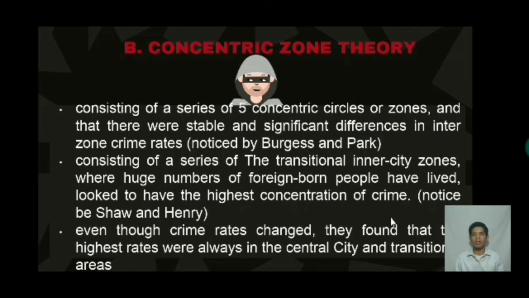So let's proceed to the next, the concentric zone theory. It consists of a series of five concentric circles or zones, and there are stable and significant differences in interzone crime rates, as noticed by Burgess and Park. It consists of a series of transitional inner city zones where huge numbers of foreign-born people have lived and which appear to have the highest concentration of crime. Shaw and McKay found that even though crime rates change, the highest rates were always in the central city and transitional areas, and that's the concentric zone meaning.